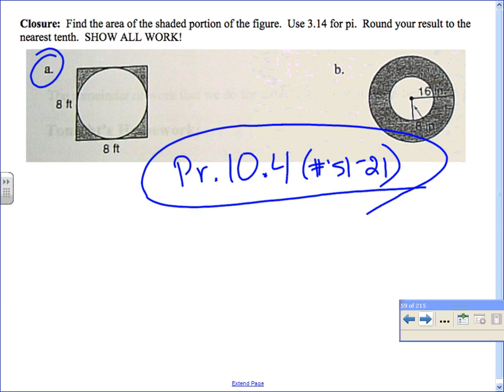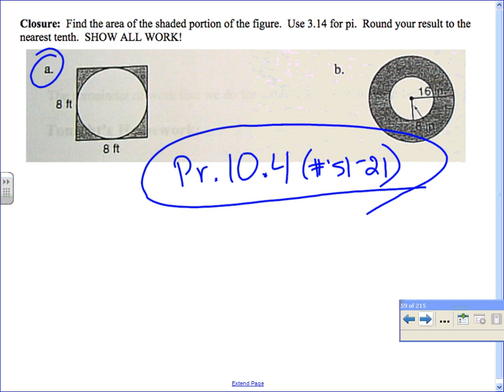Okay? That's all I'm going to say. I want you to try it. If you feel like you need more practice, go ahead and try B as well. But I just want to see A on Monday, as well as practice 10.4, 1 to 21. I'll check both of those. I have a review we're going to work on in class. Quiz definitely Tuesday.